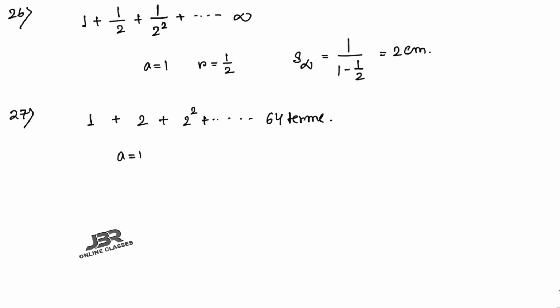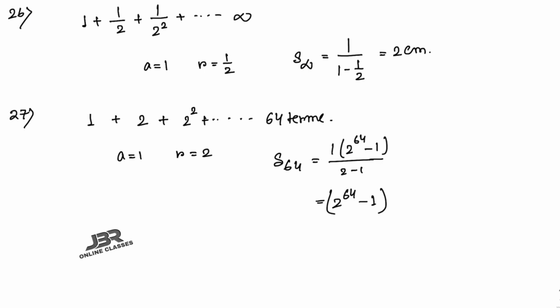So it means a equals 1, r equals 2. So S 64 equals 1 into 2 to the power 64 minus 1, over 2 minus 1. So it will be 2 to the power 64 minus 1 as your answer.